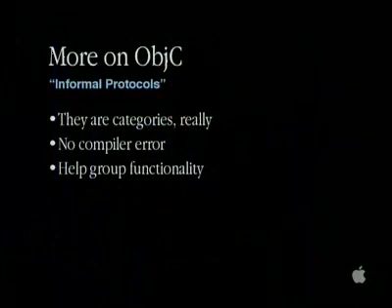And then there's this kind of thing in the middle that we call informal protocols. And they're categories, really. There's no compiler error if you don't conform to these informal protocols, but they do help group functionality. There's actually a Cocoa technique session later on this week where they'll go into this in more detail. And that's actually the basics of the language. And hopefully if you squint a little bit, you'll be able to follow along with the Objective-C on the slides.